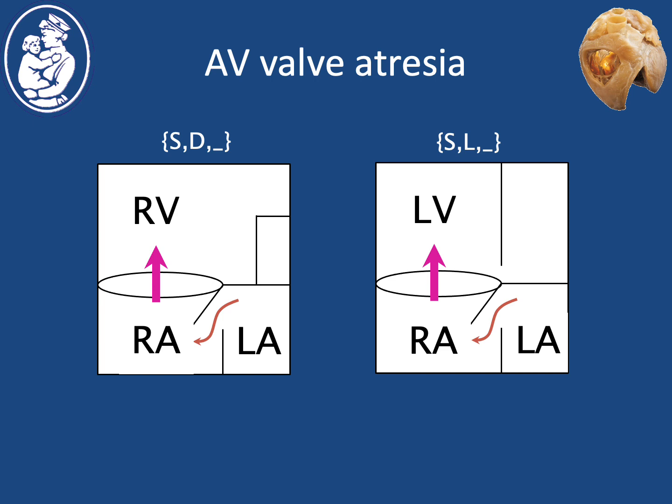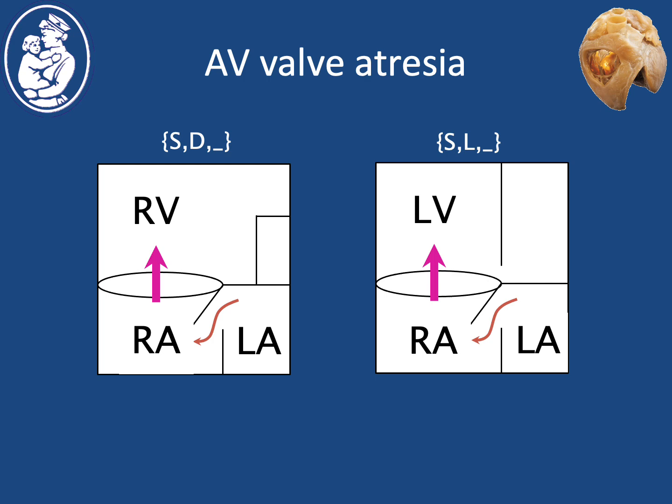AV valve atresia occurs when there is no opening between the atrium and ventricle on the same side. For example, in the cartoon on the left, the right atrium is aligned with a right ventricle, but the left atrium is not aligned with any ventricle. This is typical mitral atresia and occurs in things like hypoplastic left heart syndrome. Here, the left atrium drains across the interatrial septum and into the right atrium.